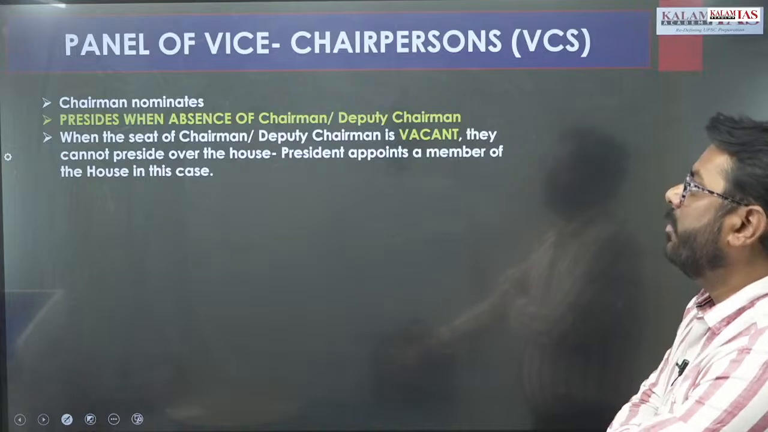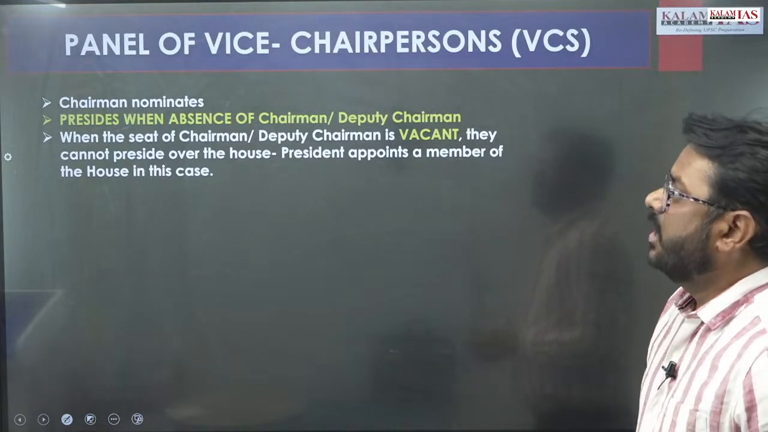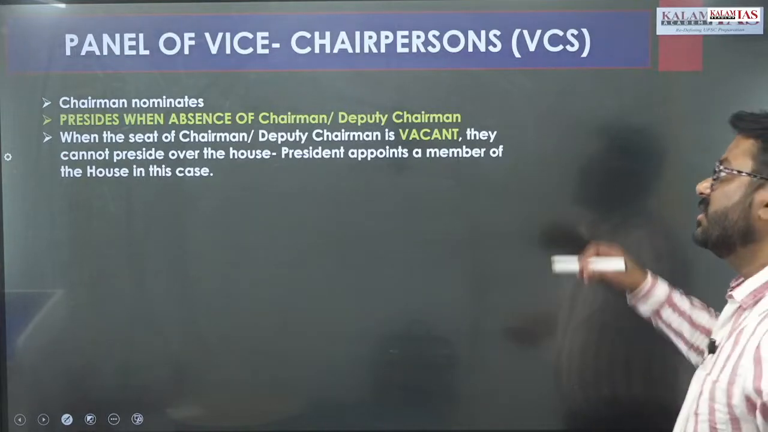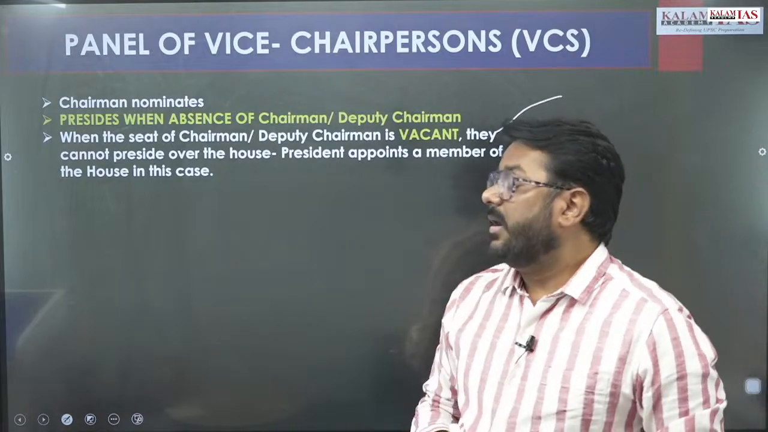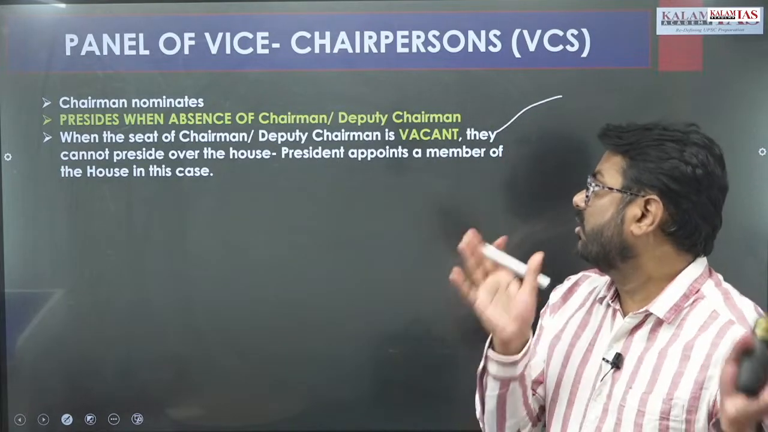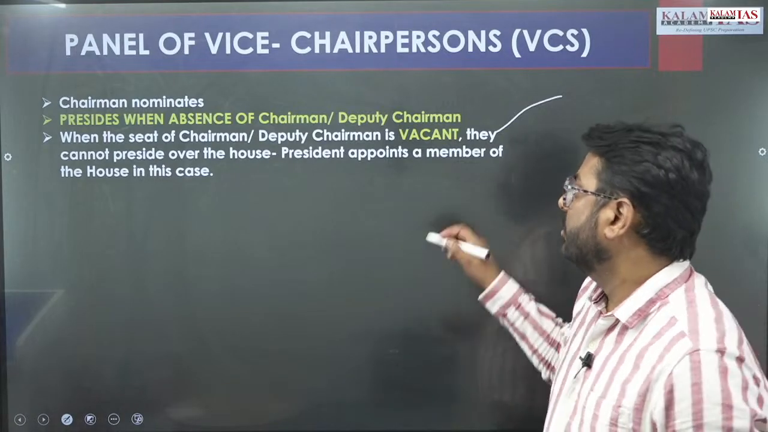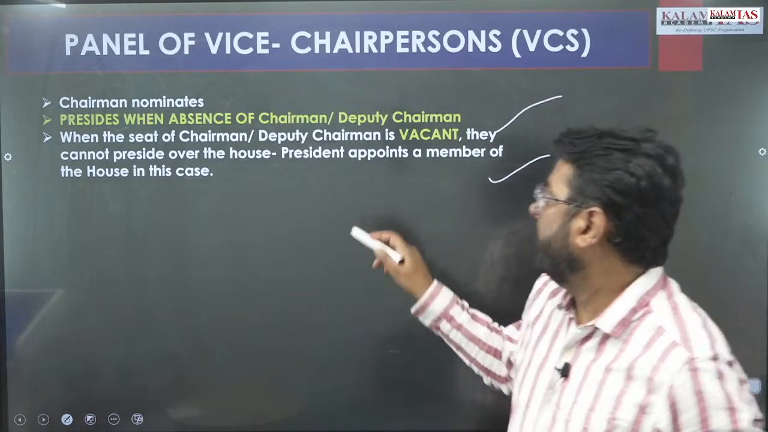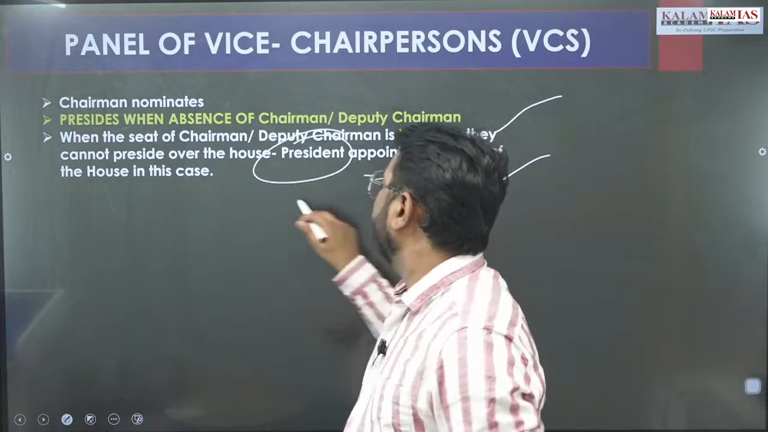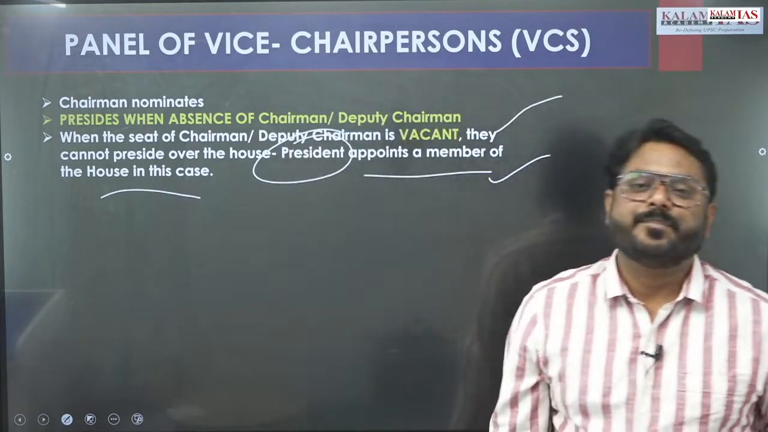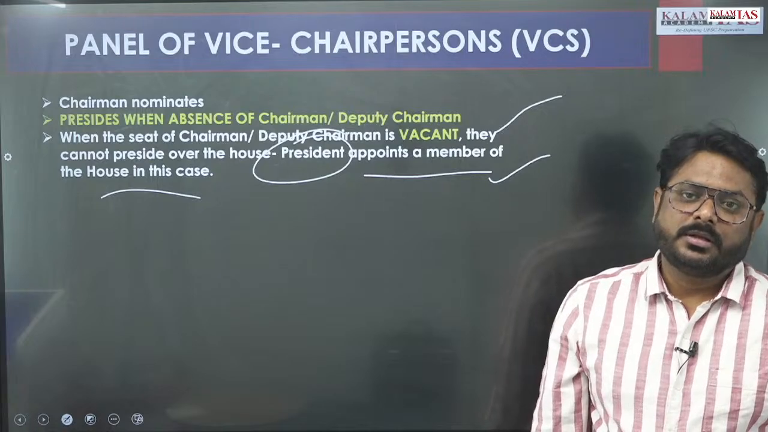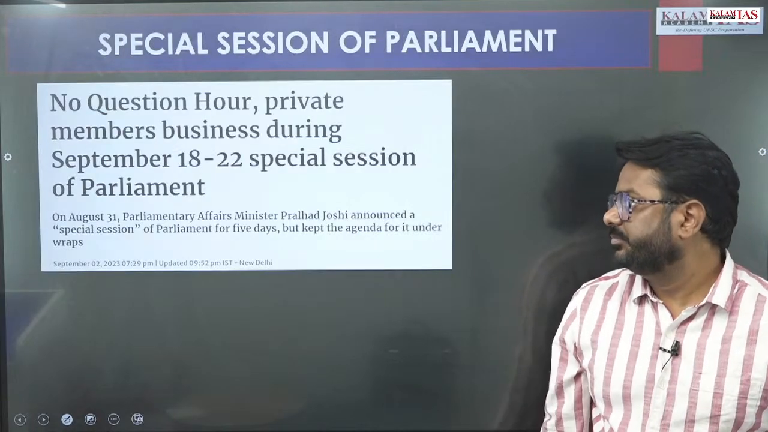So the chairman nominates the panel of vice chairperson. They preside in the absence of the chairman and the deputy chairman, but when the seat of the chairman or the deputy chairman is vacant, they cannot preside over the house. Actually, president appoints the member in the house in that case. ठीक है, ये समझ में आया?